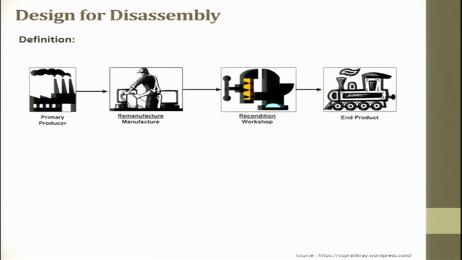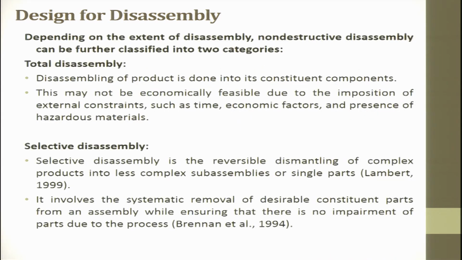If you want to pictorially represent the same definition, you can have the primary producer, then you have remanufacture, wherein we manufacture and then do reconditioning in the workshop, and then finally it goes to the end of the product. So, we use all these things to try to reuse the material which can be salvaged, and we go towards the end product.